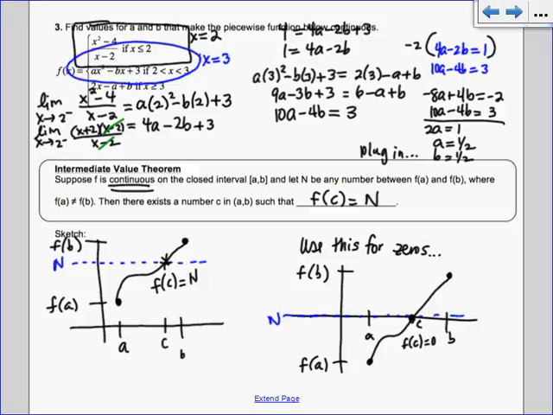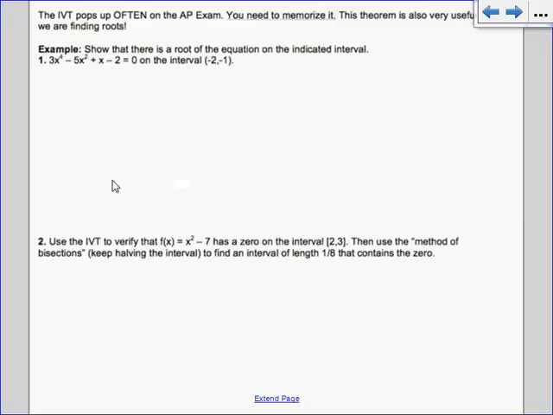Okay, so these next examples involve zeros. So it says, show that there is a root of the equation on the indicated interval. So you have 3x^4 - 5x^2 + x - 2 = 0 on the interval -2 to -1. So in the intermediate value theorem, I was talking about f of a, f of b, blah, blah, blah. Okay, I don't have a function written. I don't at any point say f of x equals.